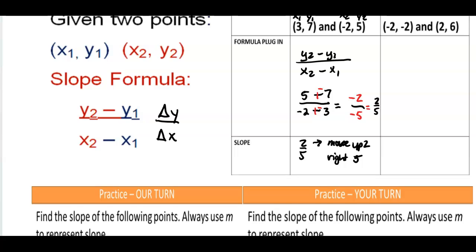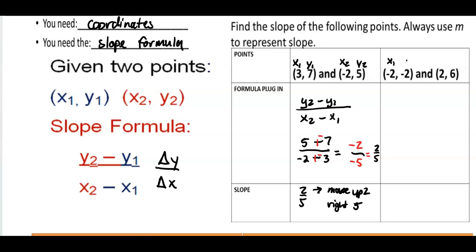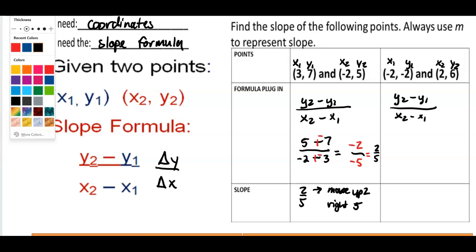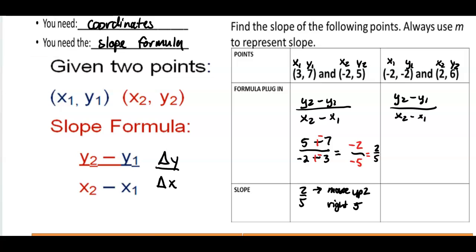Let's try one more. x1, y1, x2, y2. All right, write out your formula. Remember, it's the change in y over the change in x. And now the order of the pairs really does matter, right? So you got to do the y2 value first, in this case, which is 6, minus the y1 value, which is -2. Notice how you leave that minus sign there. And then x2 value, which is 2, minus the x1 value, which is also -2.